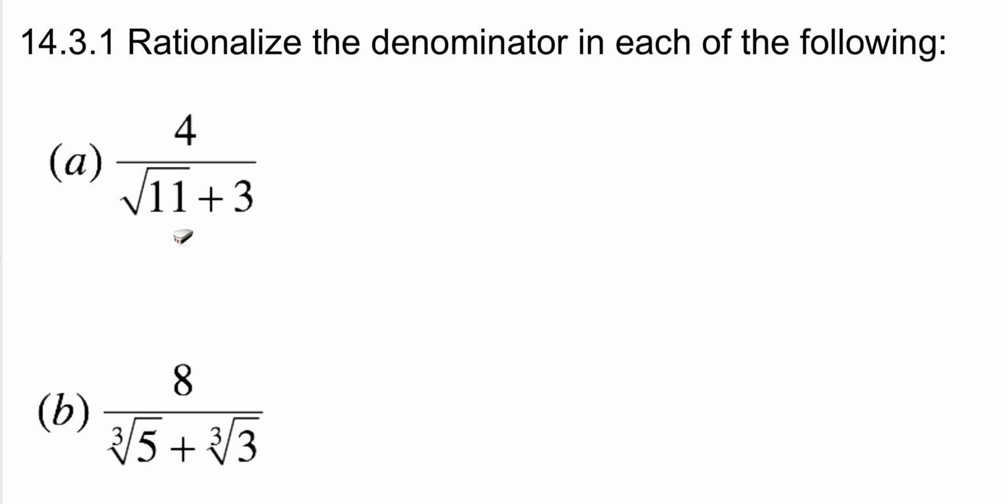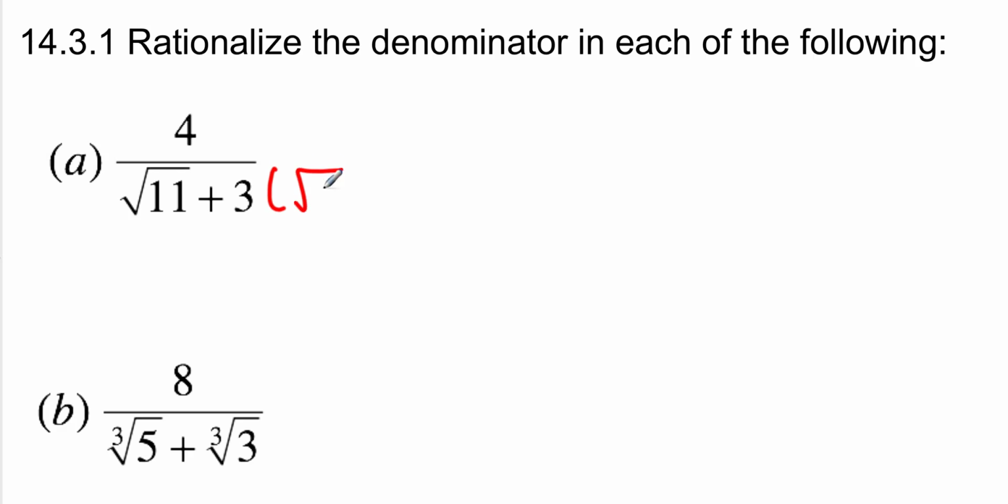Hello, so let us look at these great homework questions together. The first one is to rationalize the denominator in each of the following. Okay, so here it goes. The first one is rather simple. We just have to multiply top and bottom by the conjugate here.